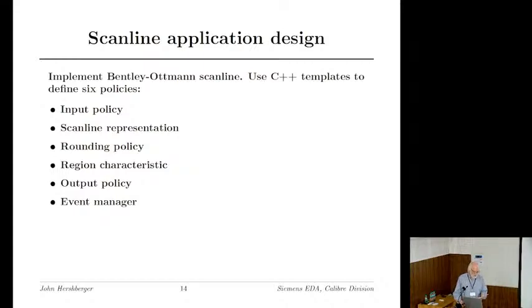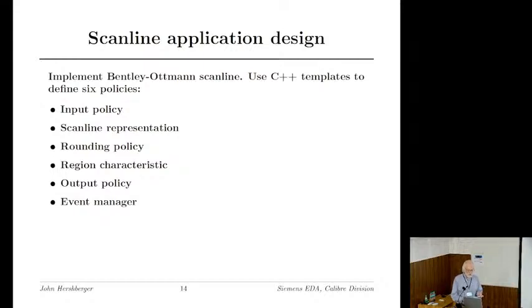An input policy extracts the edges from compressed storage and presents them to the scanline in left to right order. The scanline representation holds the edges that cross the current X position in bottom to top order. The rounding policy uses that scanline representation to determine the hot pixels and the rounded subsegments.